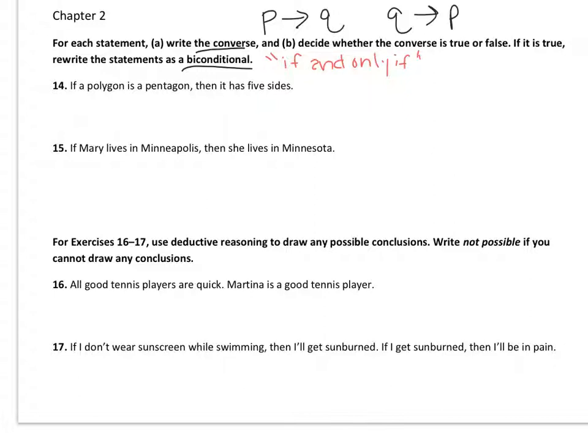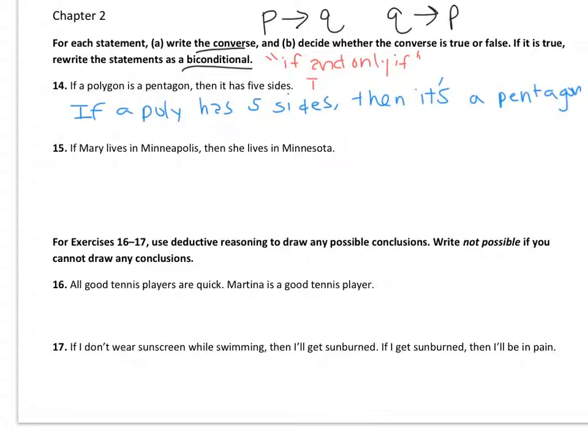So number 14, if a polygon is a pentagon, then it has 5 sides. This statement's true, so now I'm going to write the converse. So the converse is if a polygon has 5 sides, then it's a pentagon. So the original statement is true, the converse is true. Now you can write them both together as a biconditional.